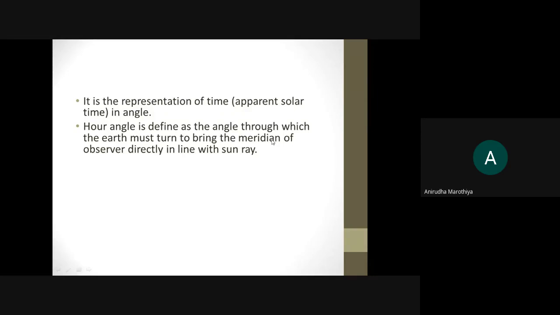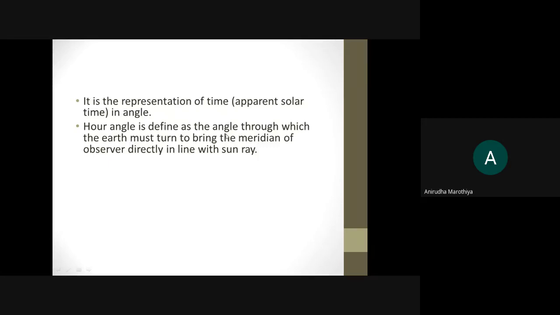तो वो एंगल से आपके अर्थ ने मेरिडियन को इस तरीके से टर्न करना है कि आपका इनकमिंग बीम ऑफ सन लाइन और आपका जो ऑब्जर्वर का डायरेक्शन एग्जैक्टली मैच हो। दैट एंगल इज नथिंग बट योर आर एंगल। So I want you to write this definition for R angle.